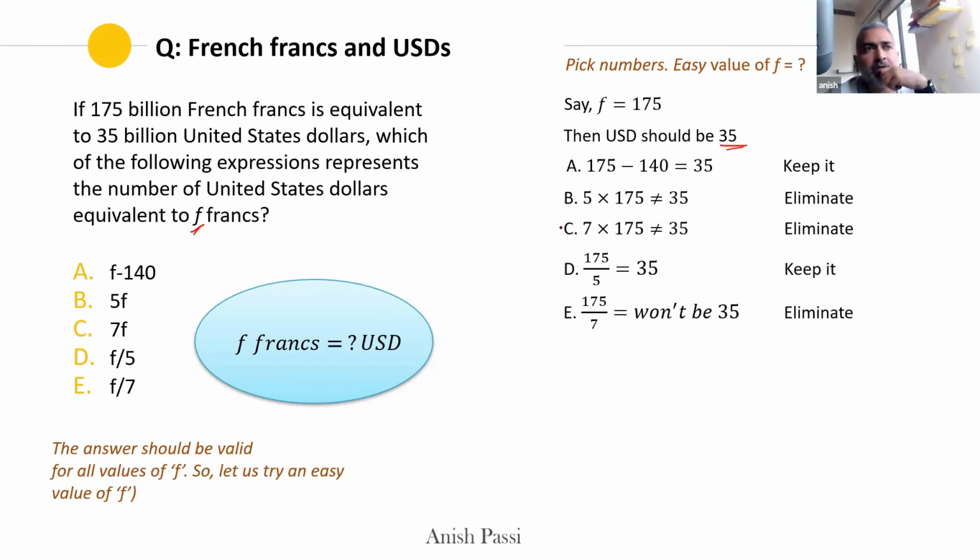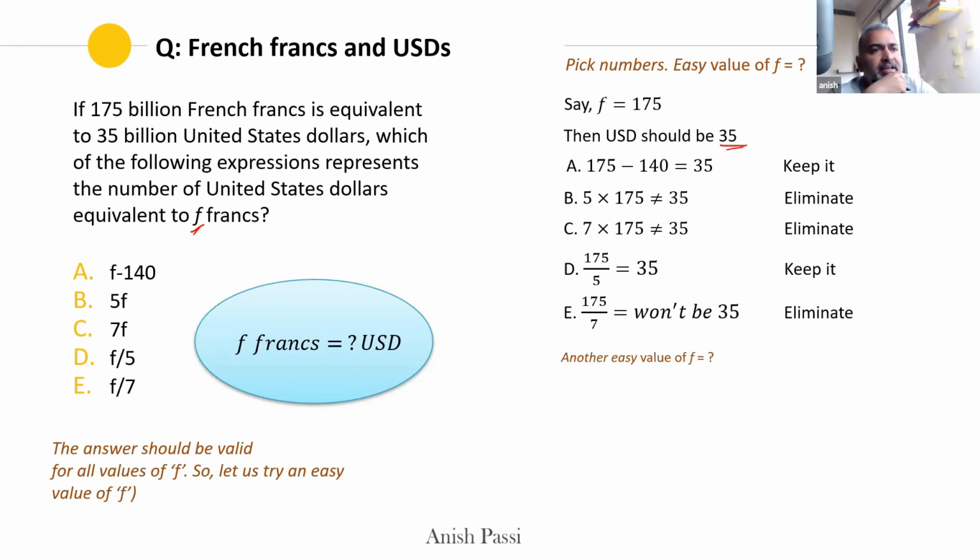What do I do now? Now I can try some other value of F. For 175 as the value of F, I found 2 answer choices fit. Let me think, can I use some other value of F for which maybe I get a unique correct answer, hopefully. So next I'm thinking now, what would be another easy value of F? I took one earlier, 175. Why was it easy? Because I straight away knew corresponding to 175, US dollars should be 35. I needed zero calculation.